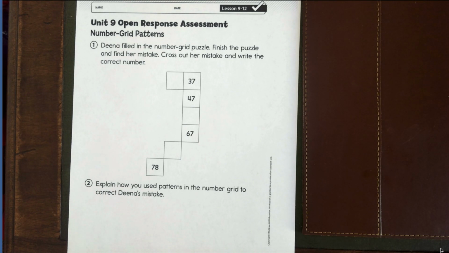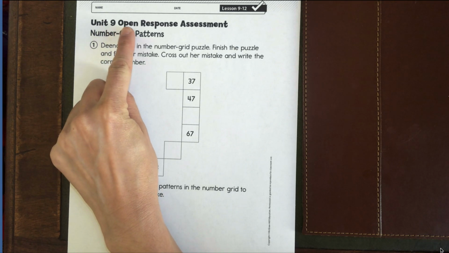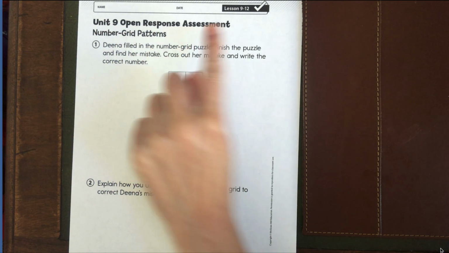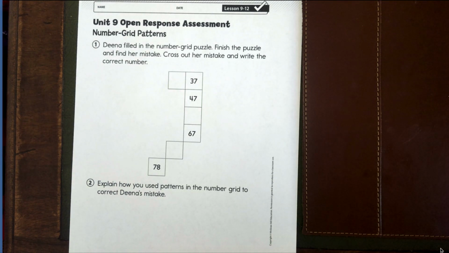I'm going to show you some of the directions on this page and give you a few reminders before you get started. First off, this sheet is called the Unit 9 Open Response Assessment. And usually, if we were still at school together, the teachers would be using this to sort of assess what you know about number grid patterns.